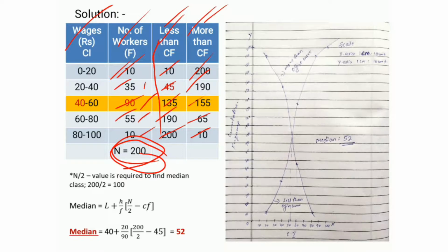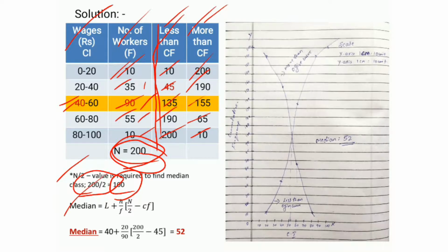But before the graphical application, we will solve the median value by the actual formula. Before starting, we need to find n by 2. N here is 200, so 200 by 2 is 100. Why is this 100 value required? Now we have to check in the less than cumulative frequency for any number which is greater than or nearest or equal to 100. So 10, 45, 135. So 135 is your nearest value but greater than 100. So the yellow colored one will be your median class.